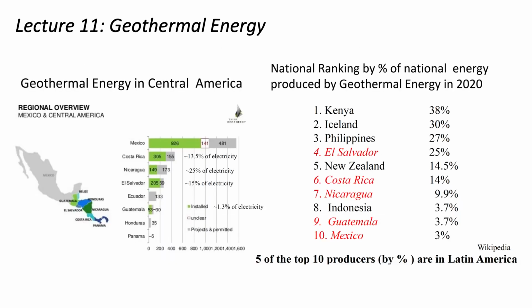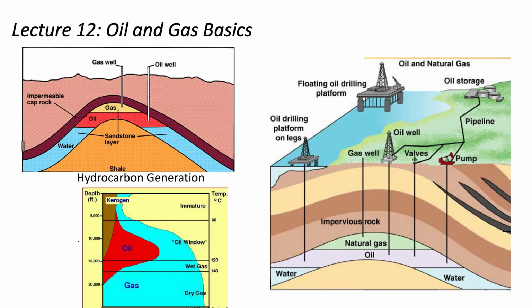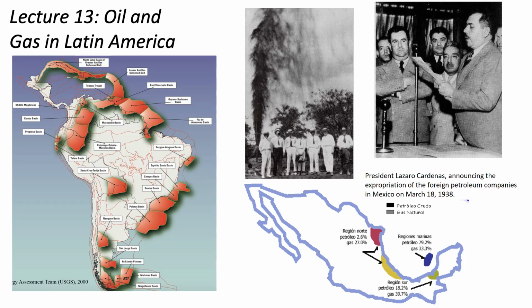This begins by explaining geothermal energy, which is especially important for Mexico and Central America. Next, we devote 2 lectures to oil and gas. The first provides some basic information about how oil and natural gas form and what kinds of geological settings are likely to contain these. The second discusses where it is found in Latin America and some history about how these deposits were discovered and how these affect the region's development.